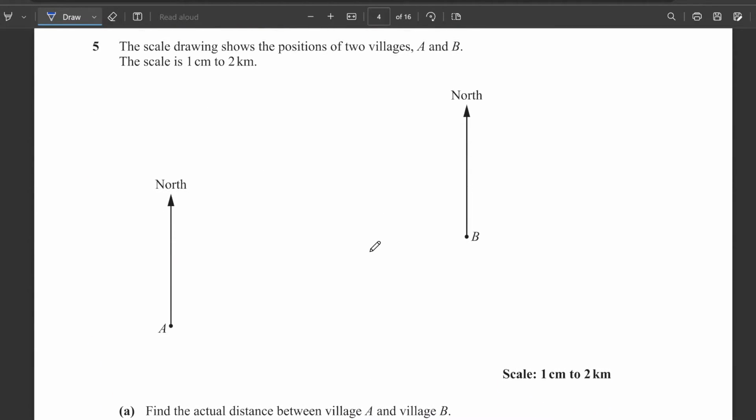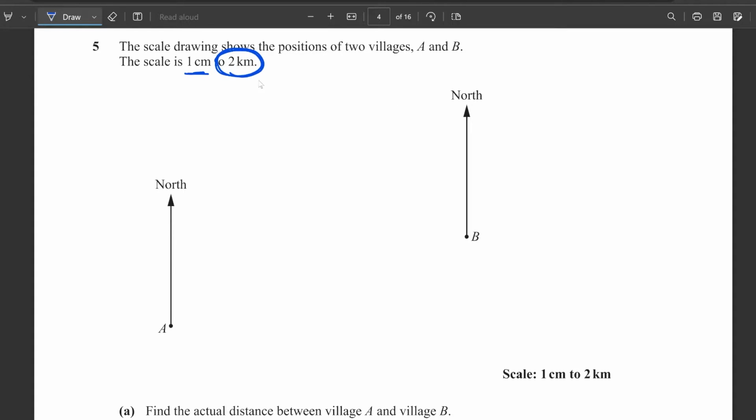Okay, so this is the easiest question that they can ever give you. The scale drawing shows the position of two villages A and B. The scale is 1 centimeter to 2 kilometers. So basically what they mean by this is that 1 centimeter on this page that they have given to you, this question page, is represented by 2 kilometers. So this is the key.